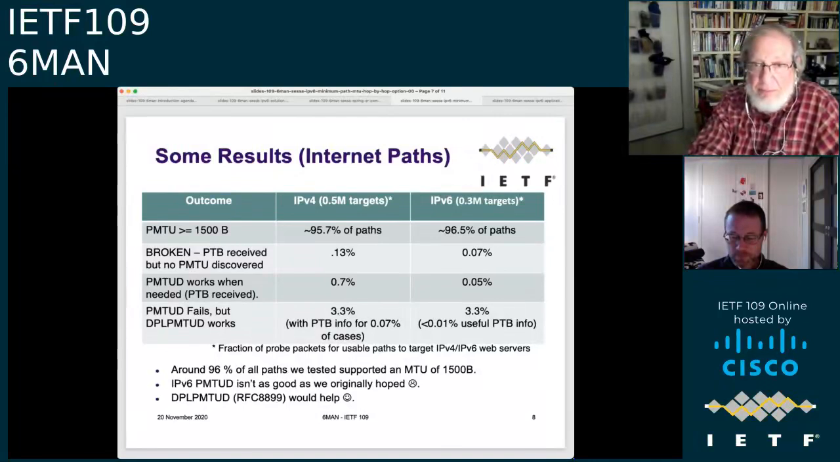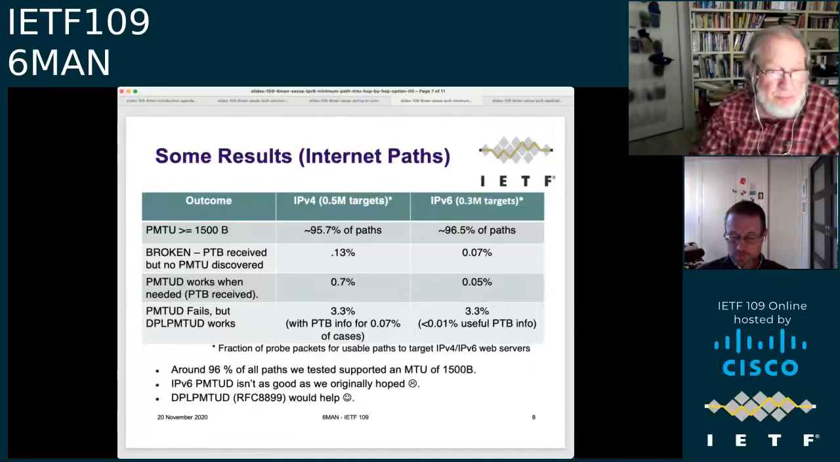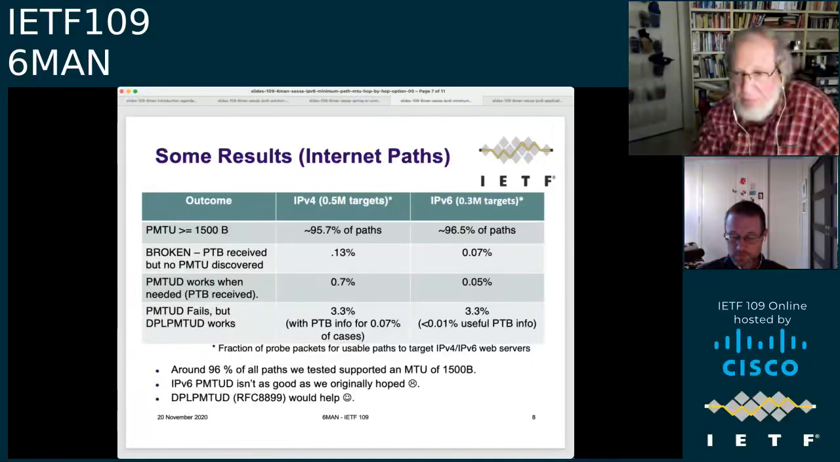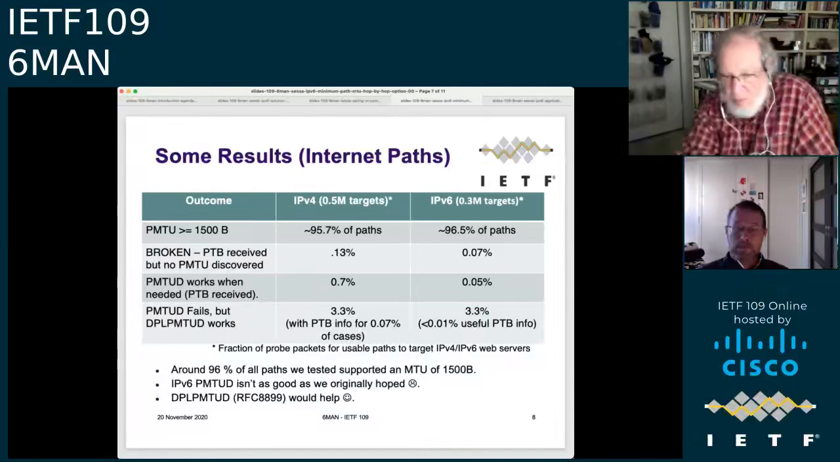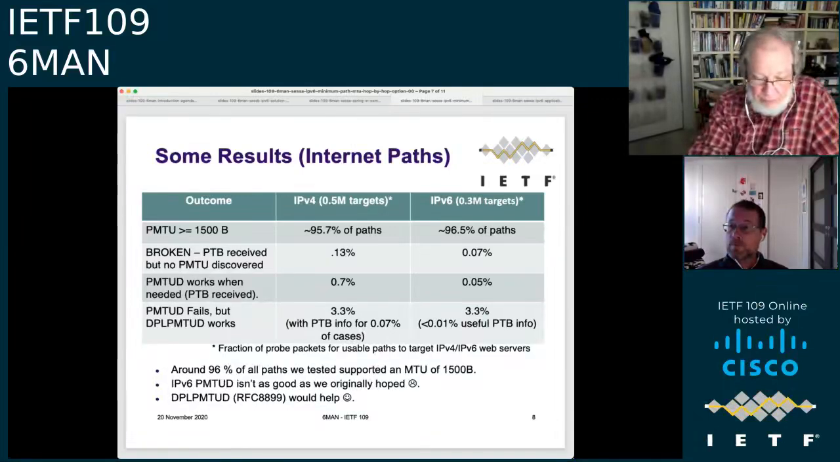96%. That's great. So what happens to the remaining 4%? Then it's a slightly sadder answer. For the remaining 4%, path MTU discovery works well with IPv6 for 0.05% of cases. So in these 0.05% of cases, we received a PTB message from a router on the path telling us the new MTU it supported, and the old style path MTU discovery worked and gave us the right answer, and the path validated, and that was great.